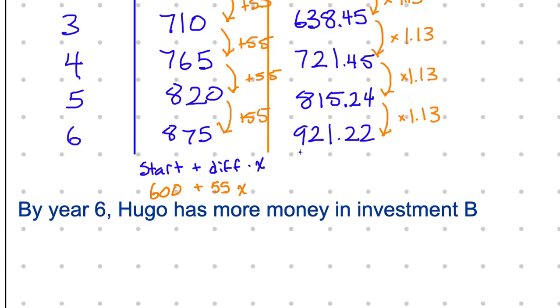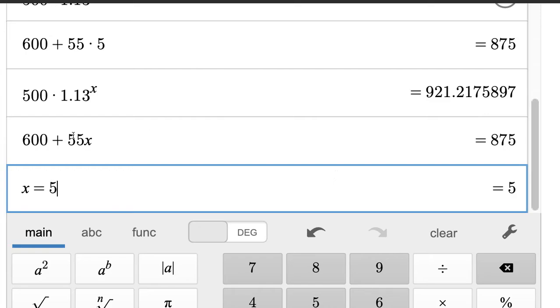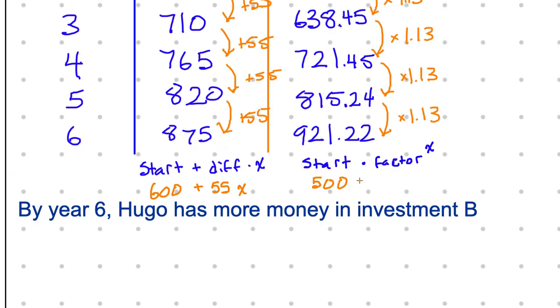Over here, the equation is start, I guess I should be using the word initial, I'm so used to using the word start, so start times the factor to the power of x. And that's why we did start of 500. Looking at our equation, 500 times 1.13 to the power of x. That's where the equations come from.